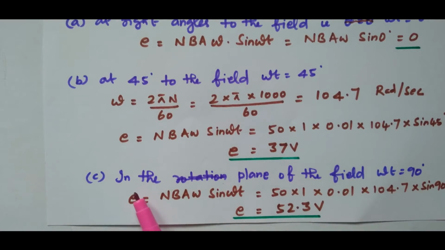Now for rotation in the plane of the field, that is ωt equals 90 degrees. The same thing, we substitute N B A ω into sin 90 degrees. Sin 90 is equal to 1. By simplifying this, we get E equals 52.3 volts. Now we have the induced EMF for all 3 cases: 0 degrees, 45 degrees and 90 degrees.